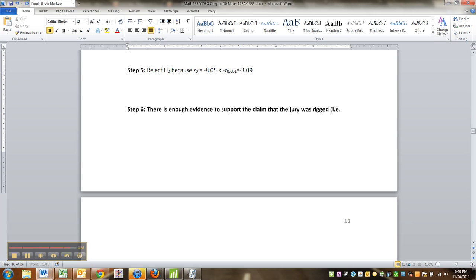I.e., that the proportion of African Americans in the jury pool was way too low. There we go. We've got our 6 steps all written out. Now we'll be back for the p-value next time.